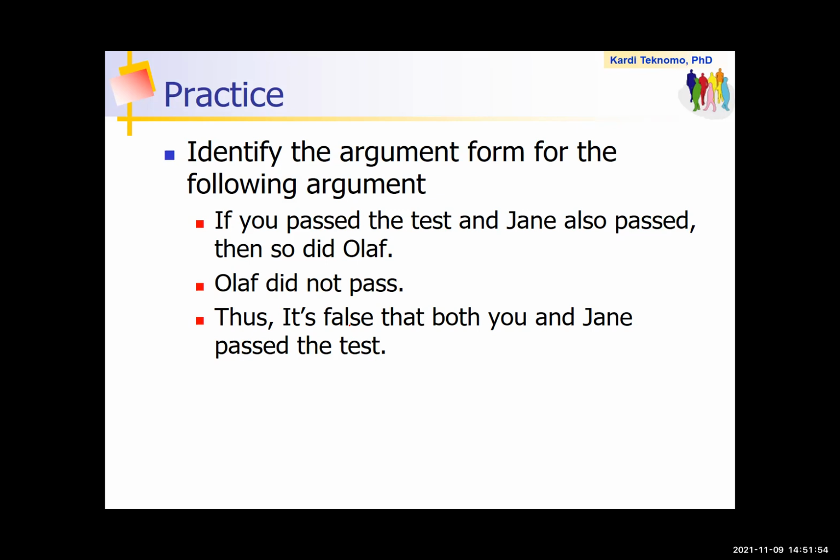If you pass the test and Jane also passed the test, so did Olaf. Olaf did not pass the test. Thus, it is false that both you and Jane passed the test. Can you make it into argument form?